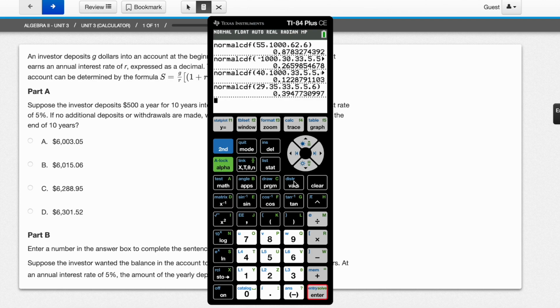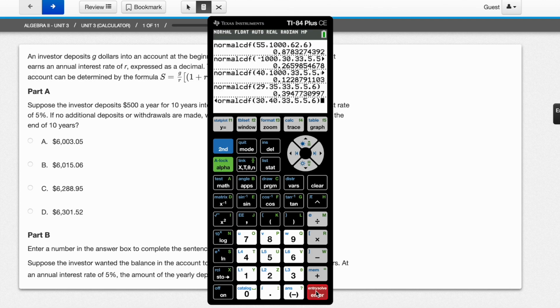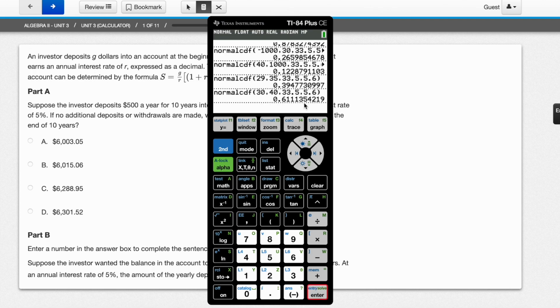To get to the distribution list, I'll hit second distribution. I choose the second one, normal CDF. My lower bound is 30, upper bound is 40, mean is 33.5, and standard deviation is 5.6. Enter, enter. This is my answer.